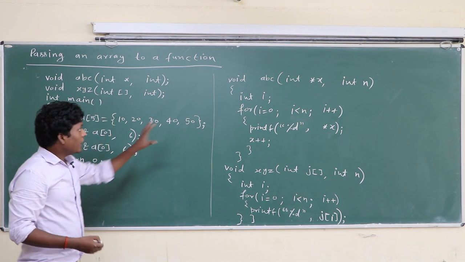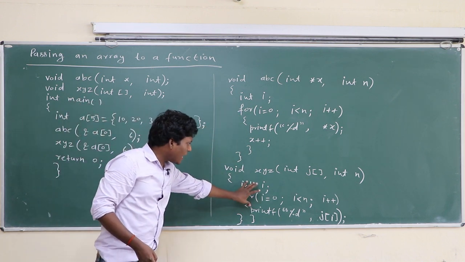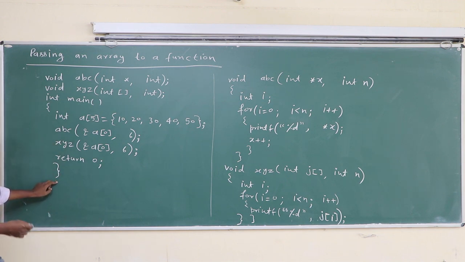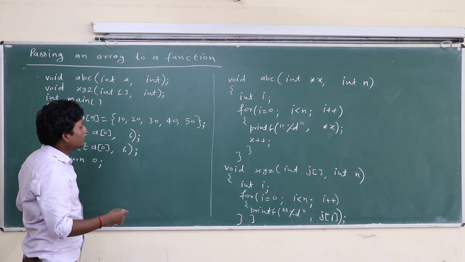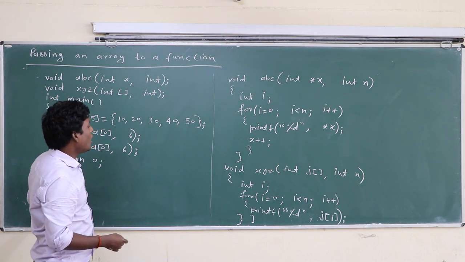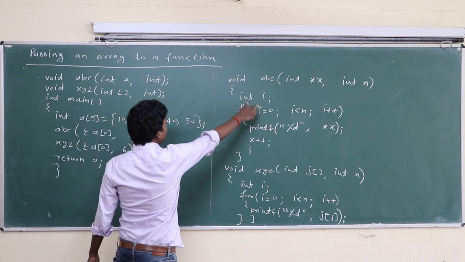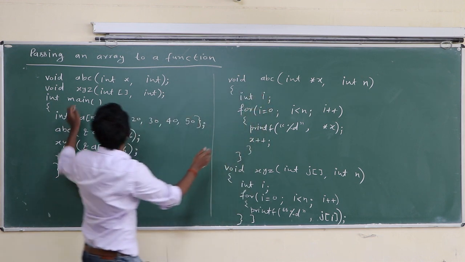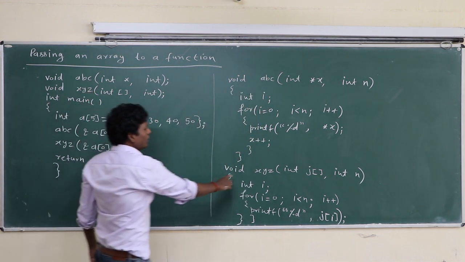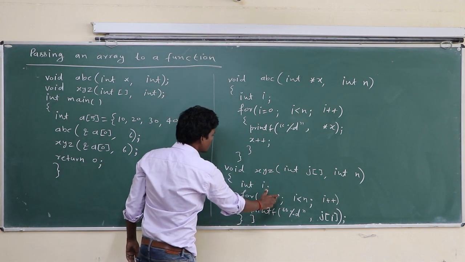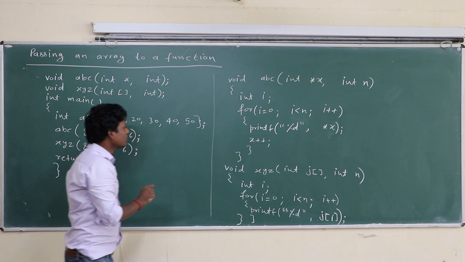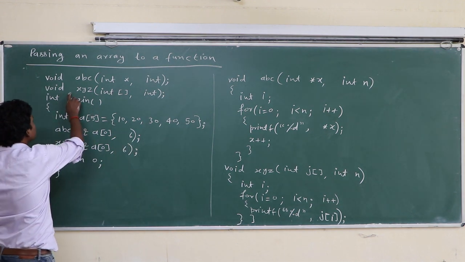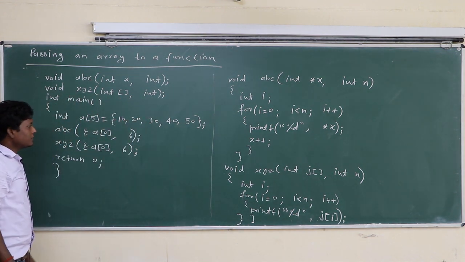Okay class, here ABC function and XYZ function are written after the main function. That's why there is a need to declare function prototypes of these functions. So ABC is written after the main function, that's why function prototype of ABC is written here. While XYZ function is also defined after the main function, that's why function prototype of XYZ function is declared here.